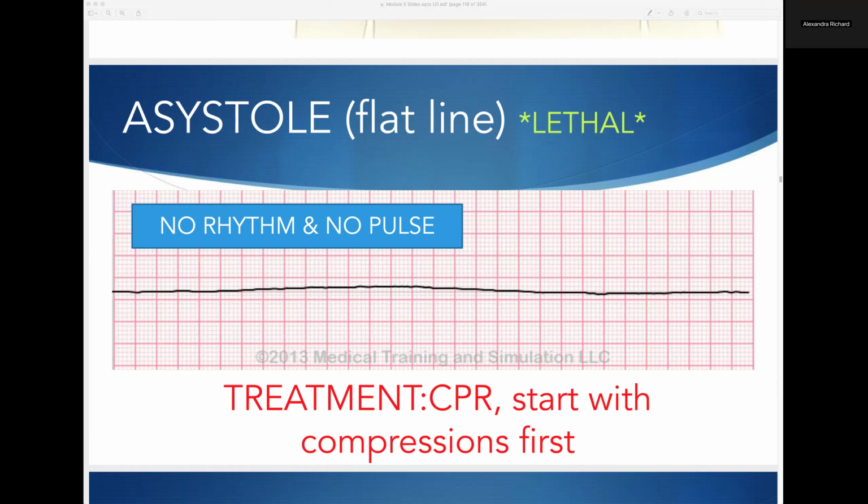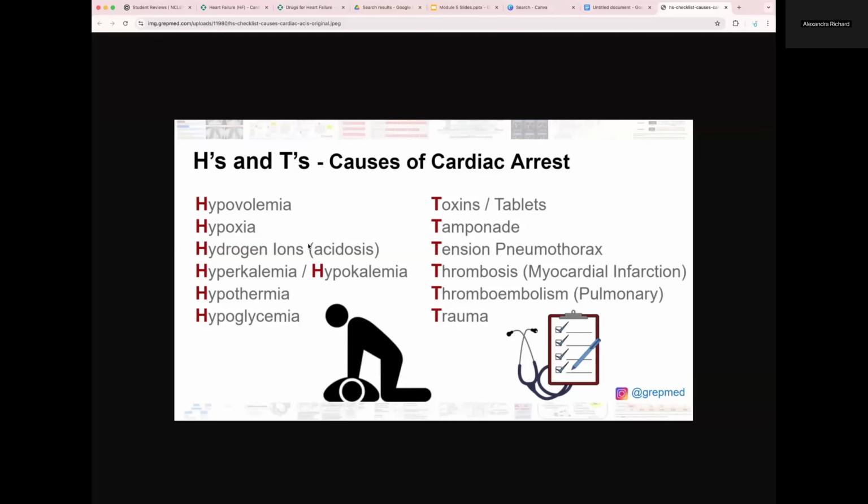We do what is called the H's and T's. So let me pull that up for you. Oh, I love this picture so much. I've been using it for years, okay? So this is for any patient who's coding. Any patient, whether they have pulseless VTach, VFib, asystole, PEA, whatever, if their heart has stopped, we want to figure out while we're doing CPR.